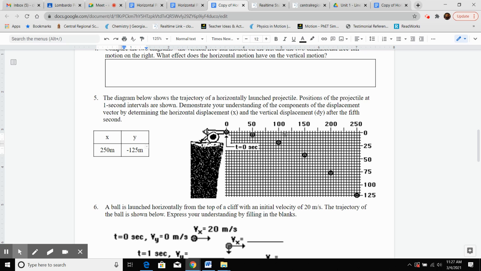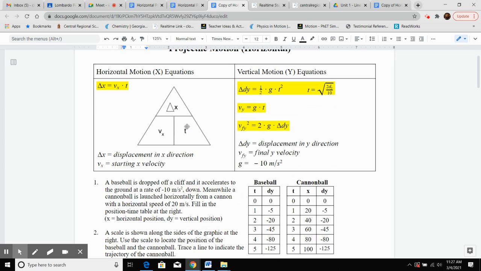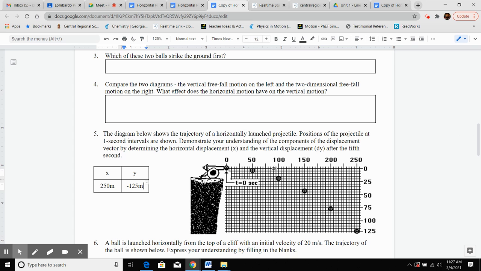What if, I know it's not on here, but if I asked you guys, how would you figure out the vx of this? How would I figure out the horizontal velocity of this drawing here? If I wanted to know what vx was, what is vx? If I cover that up in the triangle, I'm dividing displacement over time. So my horizontal displacement is 50 meters in how many seconds? This is 1 second. So 50 over 1 is 50, right?